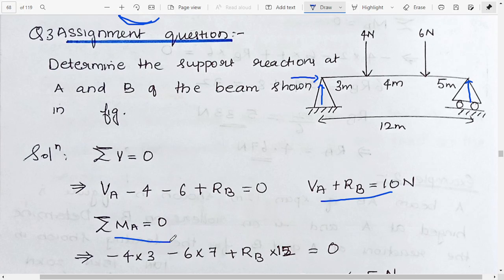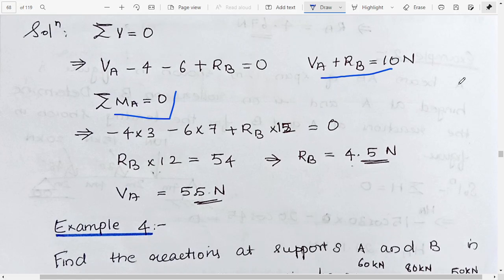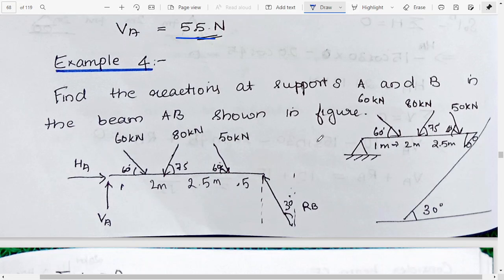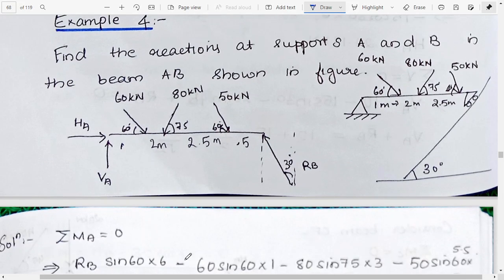Then summation of MA is equal to 0. If we consider that, we have minus 4 into 3 minus 6 into 7, then 12 into RB. From that we'll get the value of RB, then we can get the value of VA also. It's just the same kind of question which we did earlier. Now let us move to the fourth question.